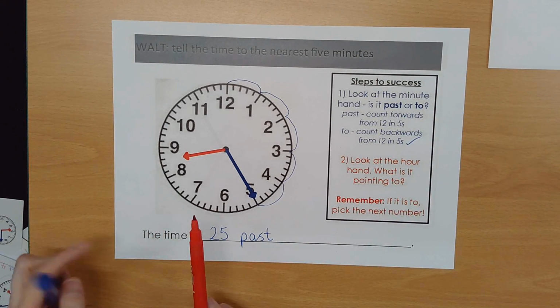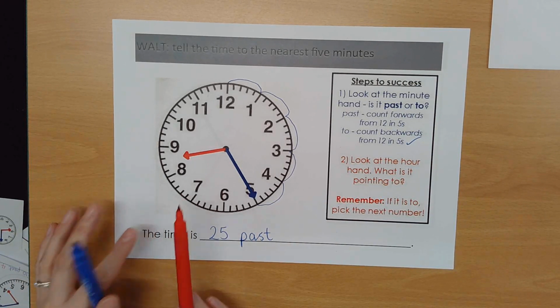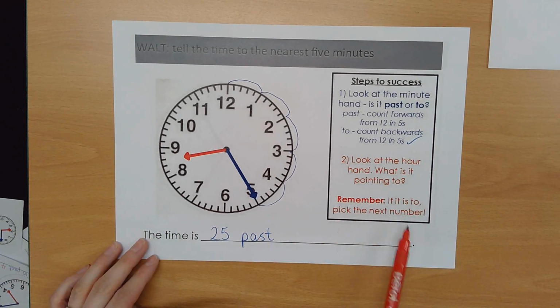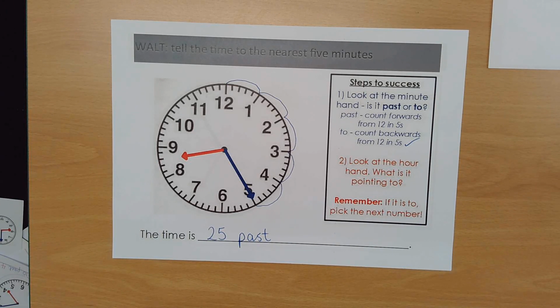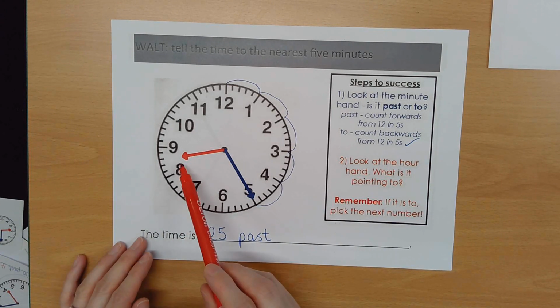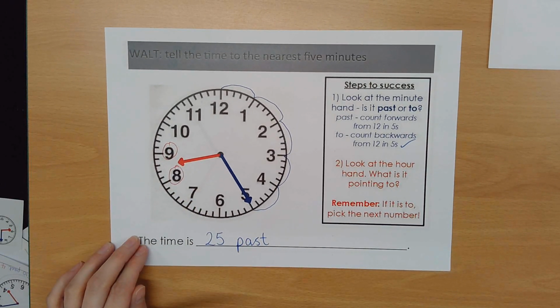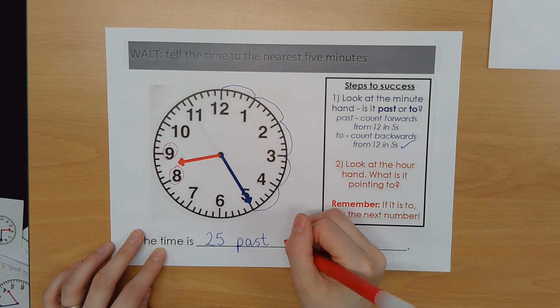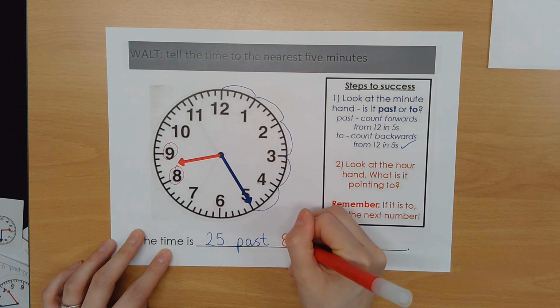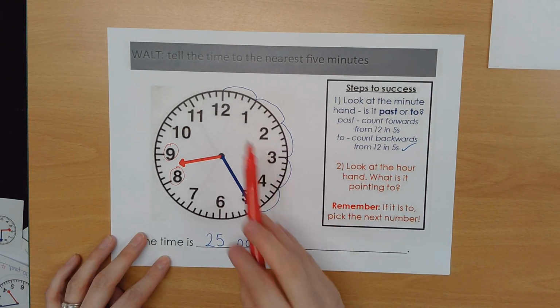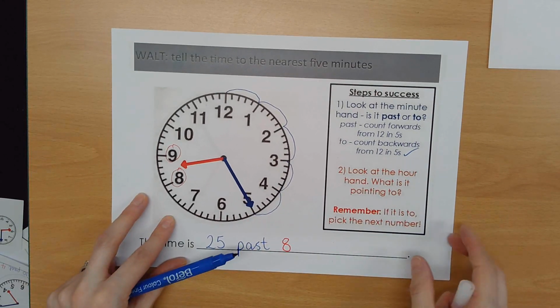So I want you to think really carefully. Which is it? It's not 2, so I'm not going to be picking the next number. Think about which number it's only just gone past. It's 25 past. Is it 8 or 9? Okay, hopefully you're saying it is 25 past 8 because it's not quite at 9 o'clock yet, and I'm also on my past side of the clock.